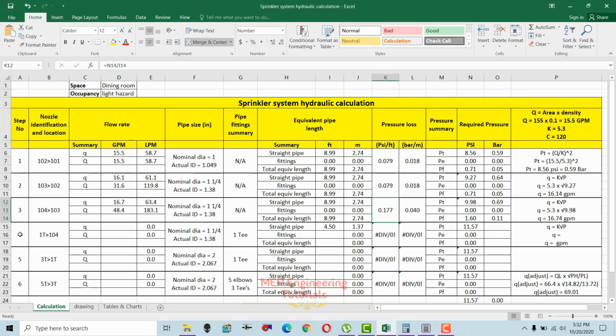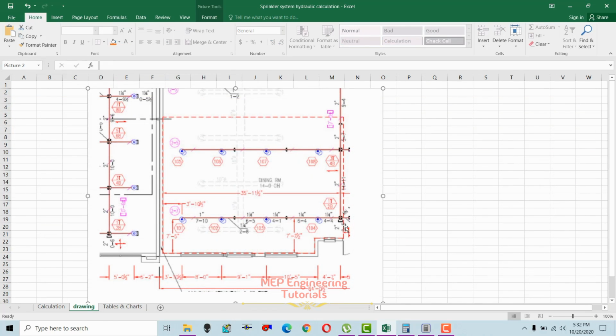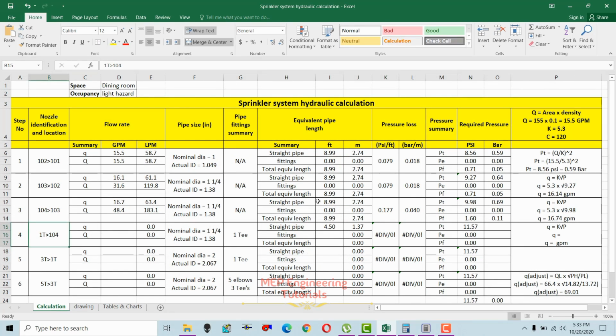So let's move further to section 1T to 104. You can see that this point is 1T and this is 104. So again we have one sprinkler at this point. This is the fourth sprinkler. From 1T to 104 we have this sprinkler, and this distance we already wrote. There we have a T also. You can see that there's a T connection in here, and this distance we already know, 4 feet and 5 inches, 4.5 feet we already wrote in here. So since we have one T in here, that's why we write 1T in here.